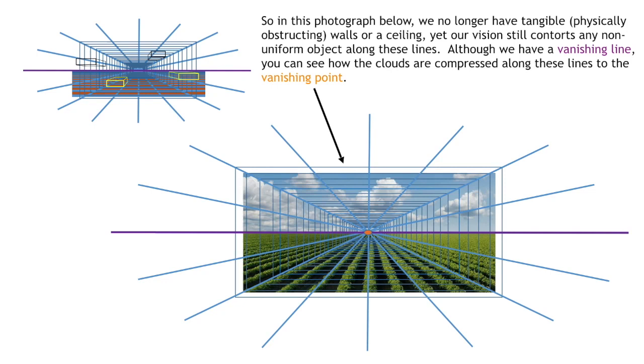And although we have a vanishing line, you can see how the clouds are compressed along these lines to the vanishing point. Even the clouds are converging towards the orange point in the middle. But keep in mind that all of these are parallel structures to one another in the linear world. And so you have to spread these things outward in your mind's eye to represent how they are in real life. We'll go through this a little bit more as we go.